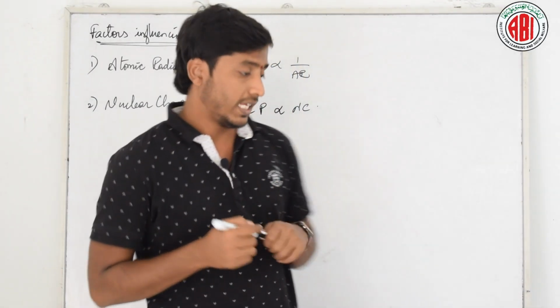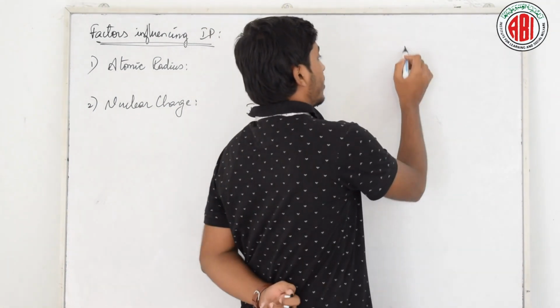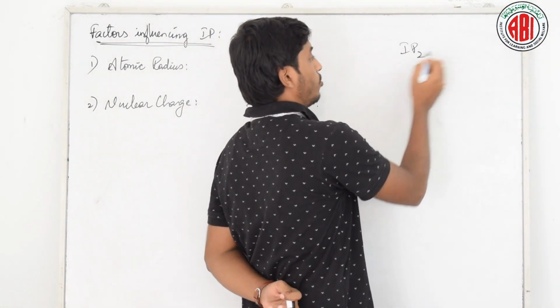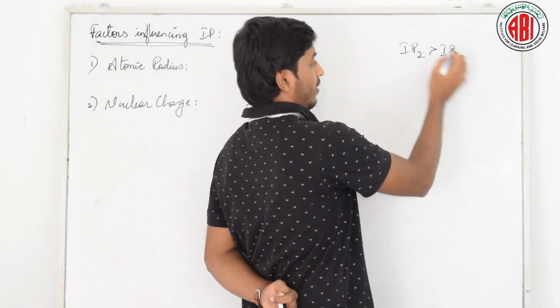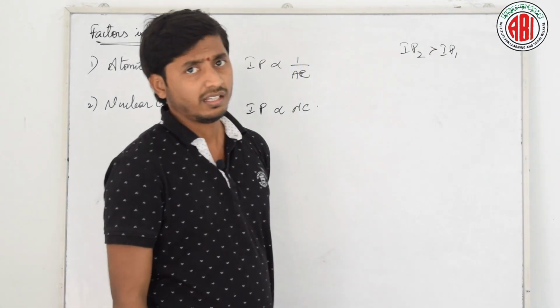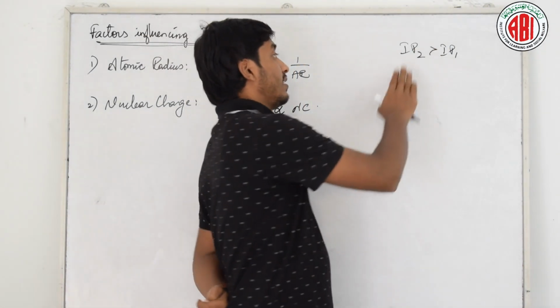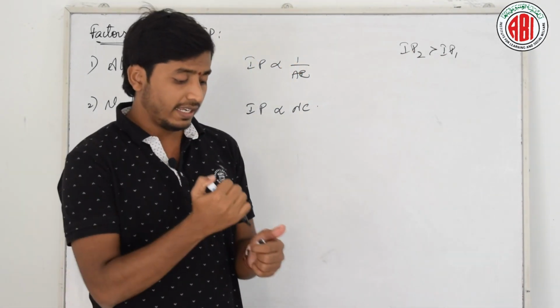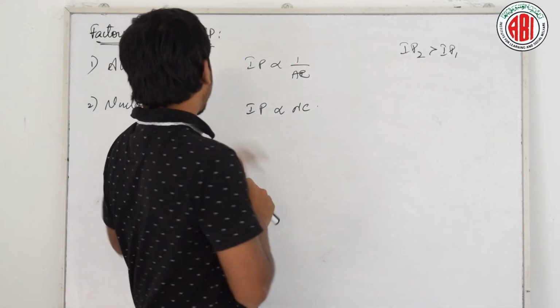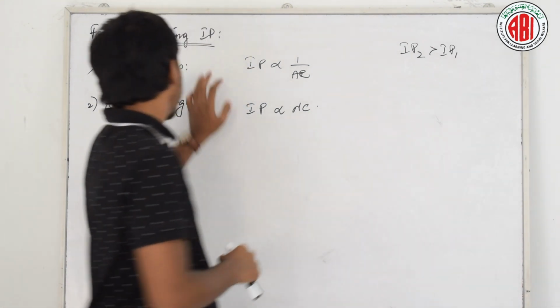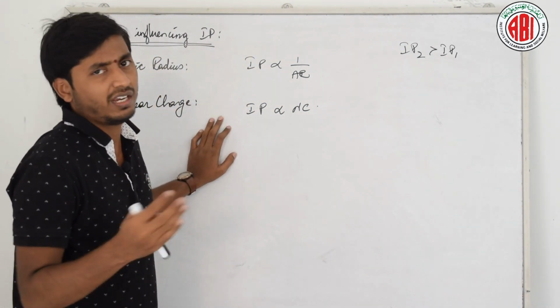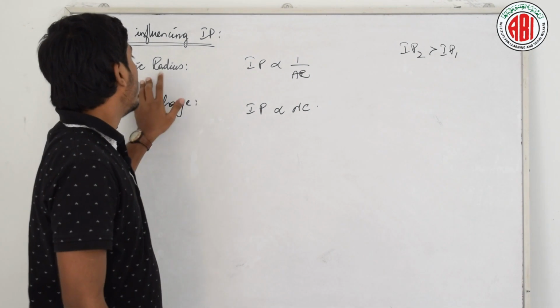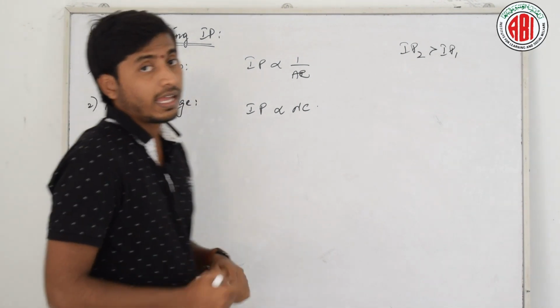As we know, the second ionization potential IP2 is greater than IP1, because this is for a unipositive ion and this is for a neutral atom, right? What is the reason for that? There are many reasons. Among them, let us discuss two of the factors today and the remaining in the next session. As of now, how the atomic radius affects it.